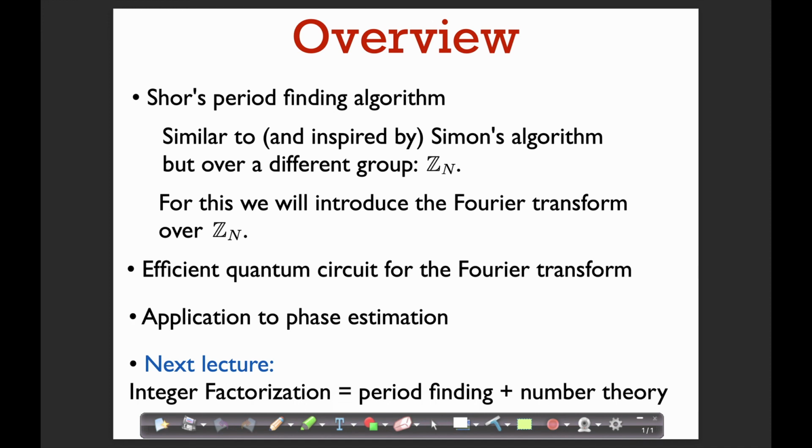Once we solve the period finding problem, then in the next lecture we'll see how to combine this with some number theory and some classical post-processing to actually solve the integer factorization problem. So that's the plan for the next two lectures.